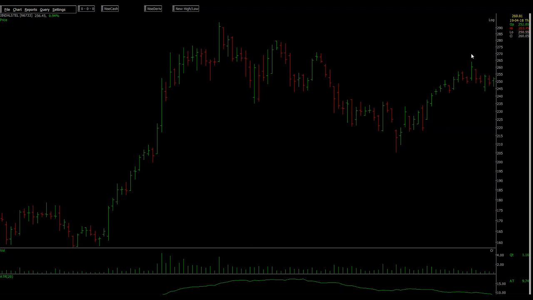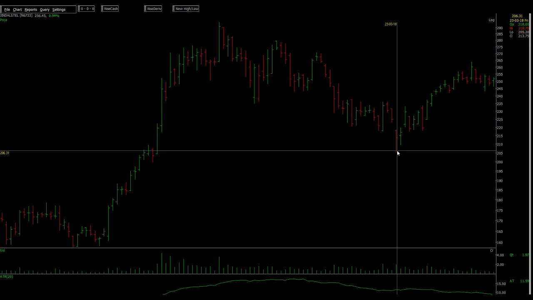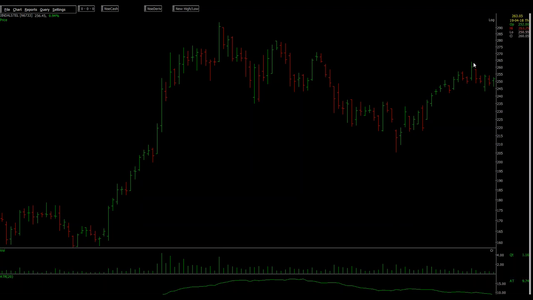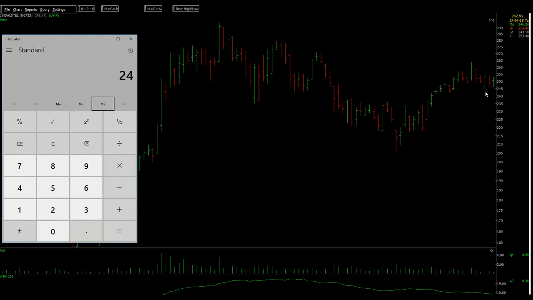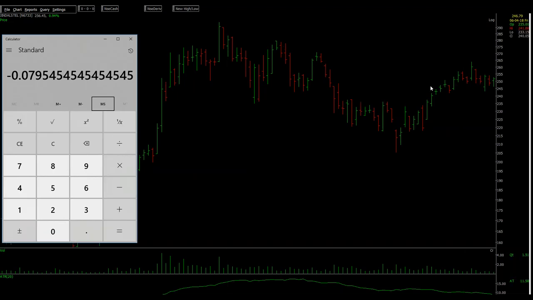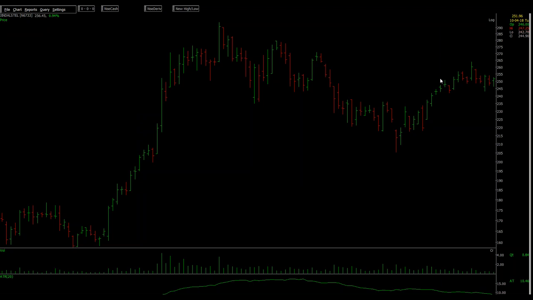I will not accept two contractions with a 50% drop. The third one should have more than 70%. So if you calculate from here, it's 295 to 205. The drop is 30%, but from here 264 to 243, just 8%. So from 30%, it's 8%, more than 70% drop. So this is very healthy.